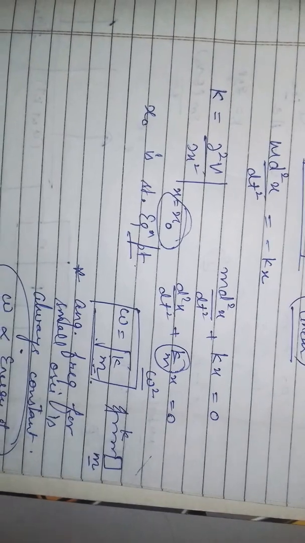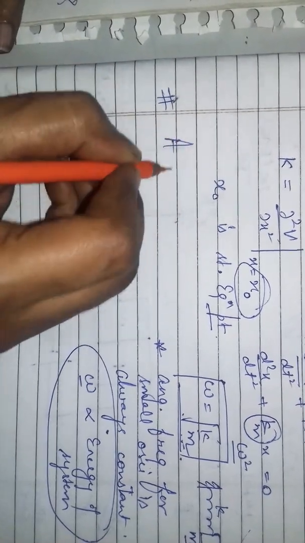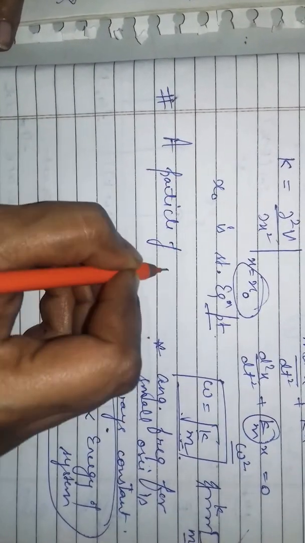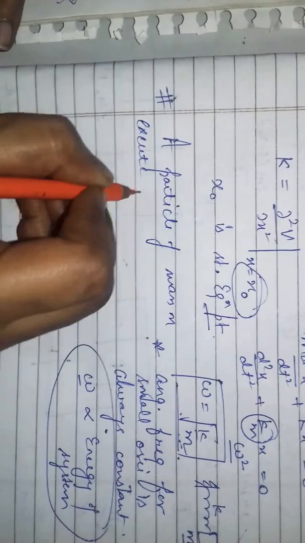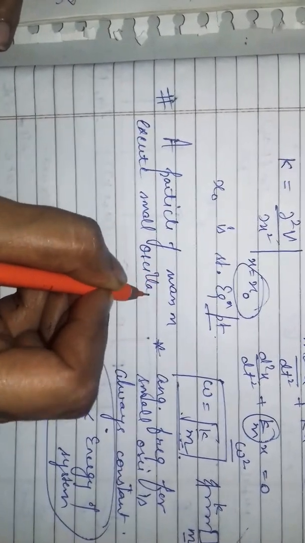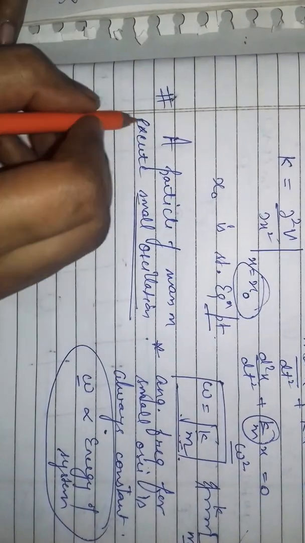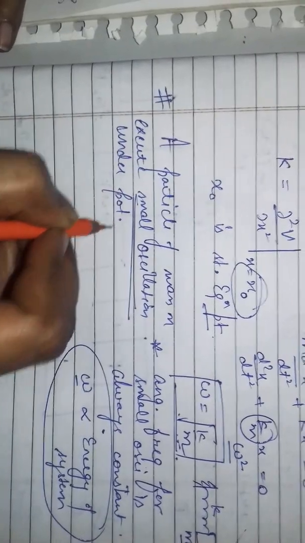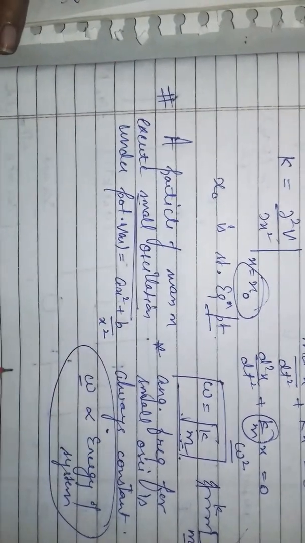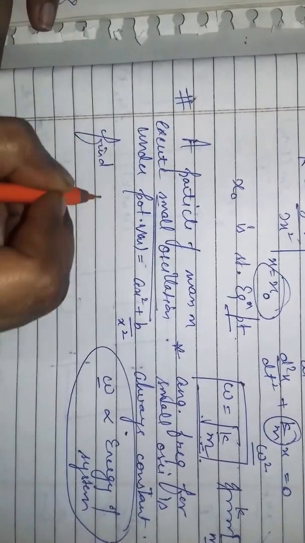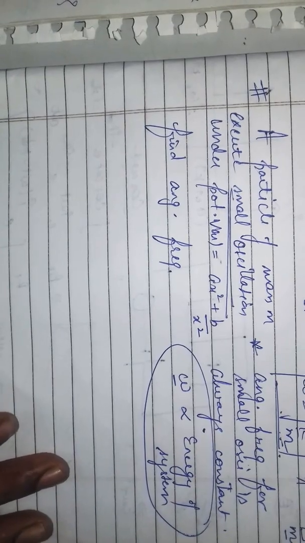So let's do our first example. A question is given: a particle of mass m executes small oscillation, means if small oscillation is written there, force is already linear, under potential V(x) is equal to ax square plus b upon x square, and find angular frequency. Right? So how you will solve this problem?